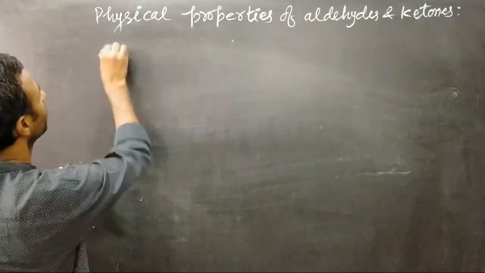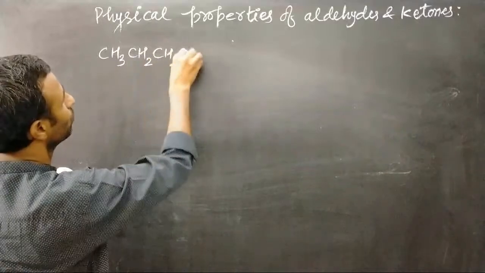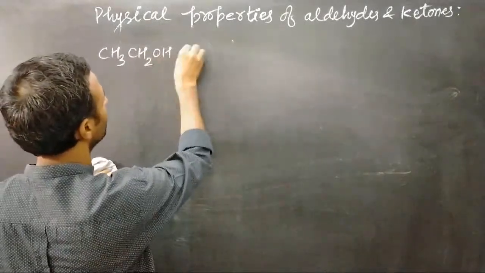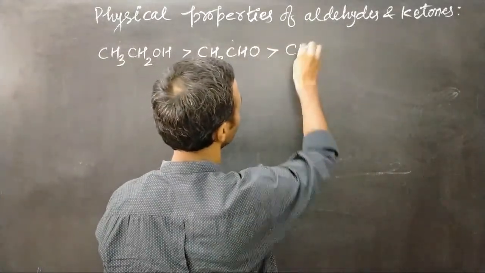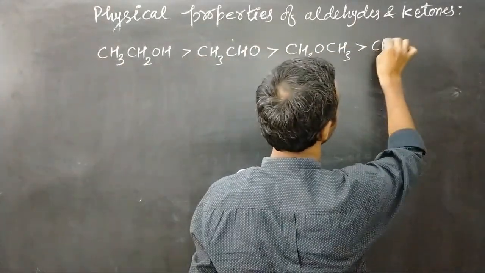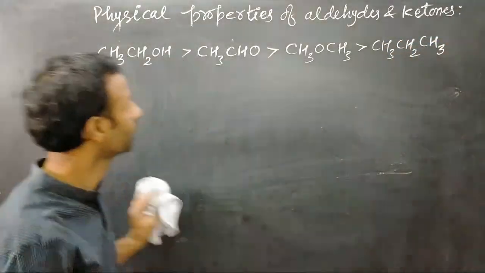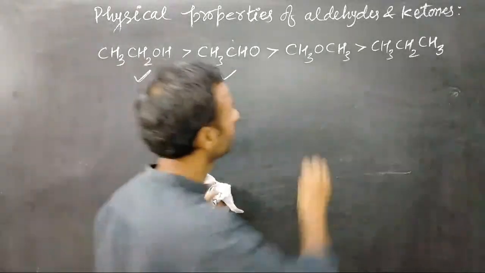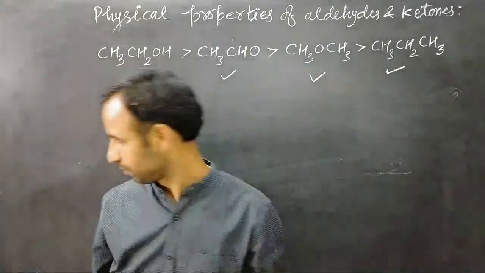That means if we have CH3, CH2, CH2OH, or simply CH2OH, it is more than CH3, CHO, which is more than CH3OCH3, and it is greater than CH3, CH2, CH3. So this is the order of boiling point. Alcohol highest, then aldehyde, then ether, and last one is alkane. Okay?